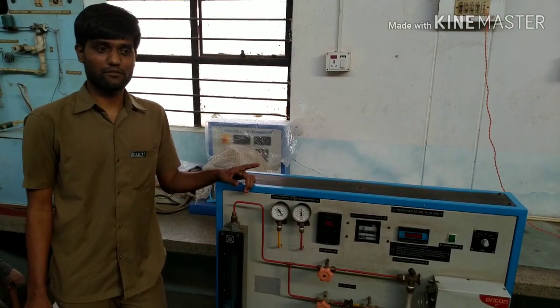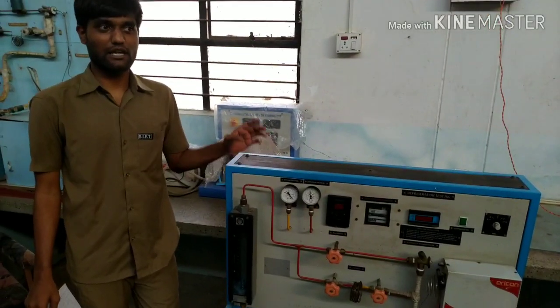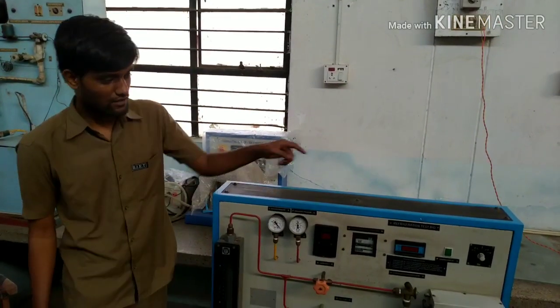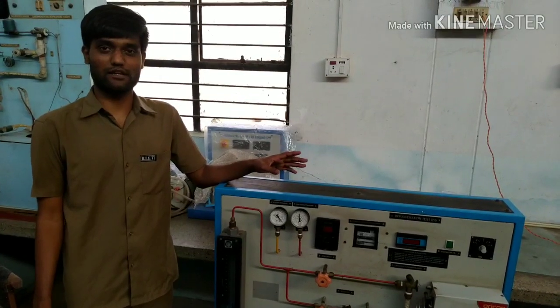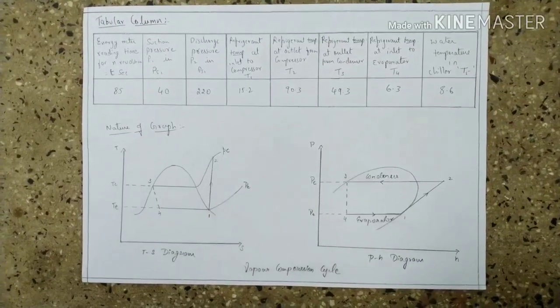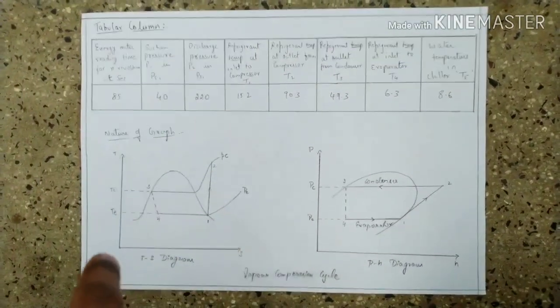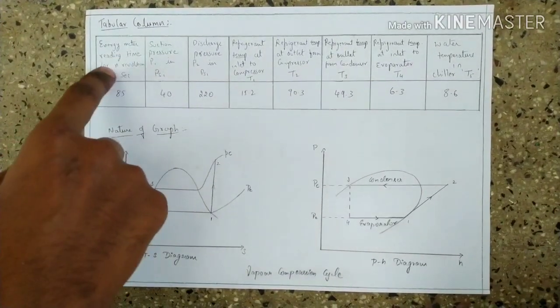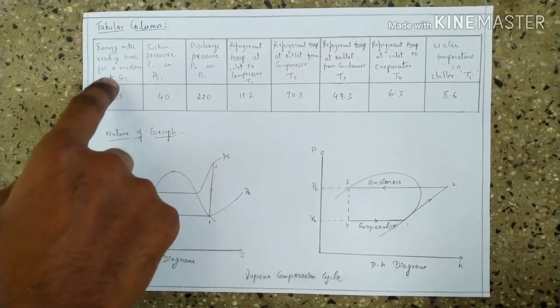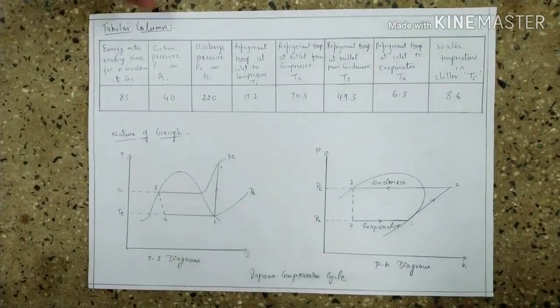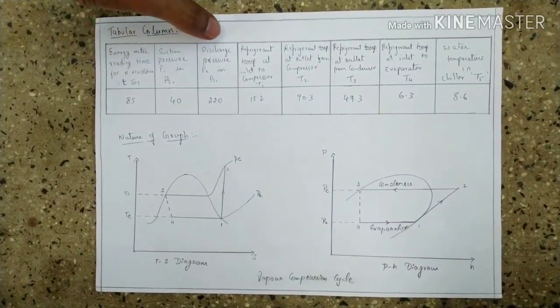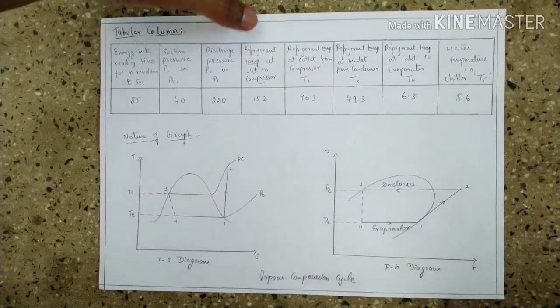Hello, my name is... I will be explaining the calculation tabular column of the refrigeration test rig or vapor compression cycle. So this is the tabular column, and the first thing is the energy meter reading, time for 10 revolutions is equal to T seconds. Then this is the suction pressure P1 in PSI. This is the discharge pressure P2 in PSI.